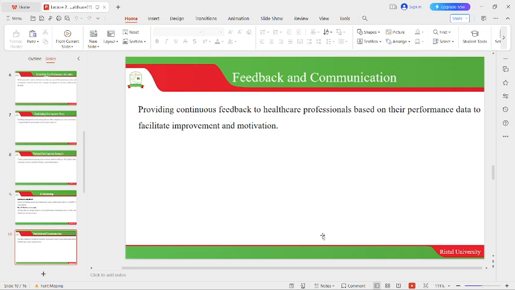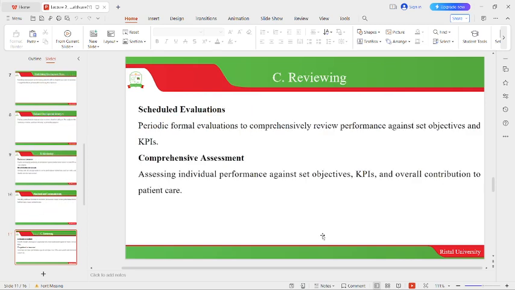However much you are focusing on the healthcare professionals, we don't need to ignore the roles of other support staff also. So they are part of this presentation. Actually, we also need to evaluate their performance. We also need to plan for their performance. So that's about feedback and communication and monitoring.